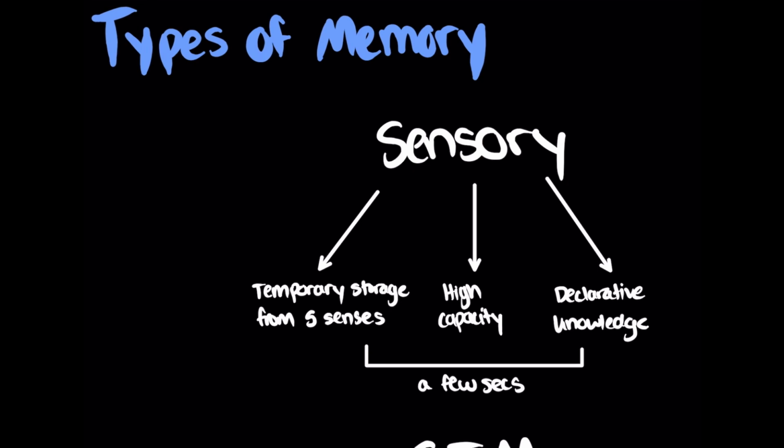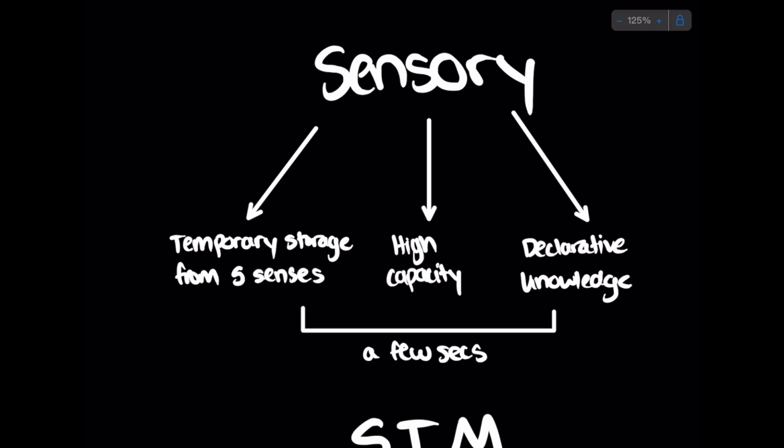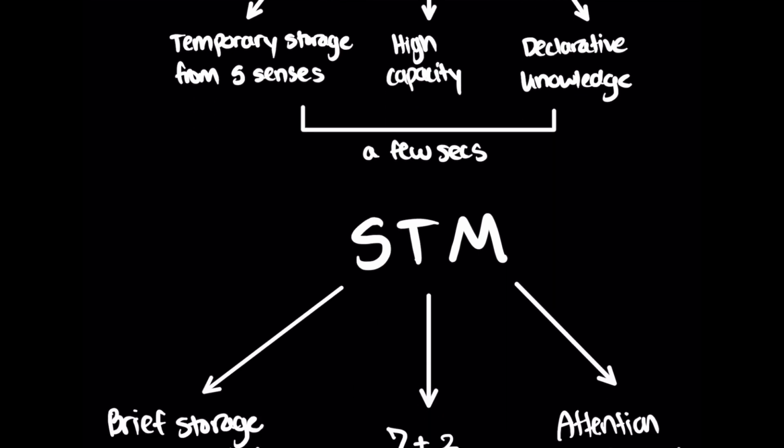Next, I want to talk about types of memory. First, we have sensory memory. This is temporary storage from the five senses, so anything that deals with stimuli in the five senses. This is very high in capacity and deals with declarative knowledge. In terms of how long it lasts, this only lasts for a few seconds.